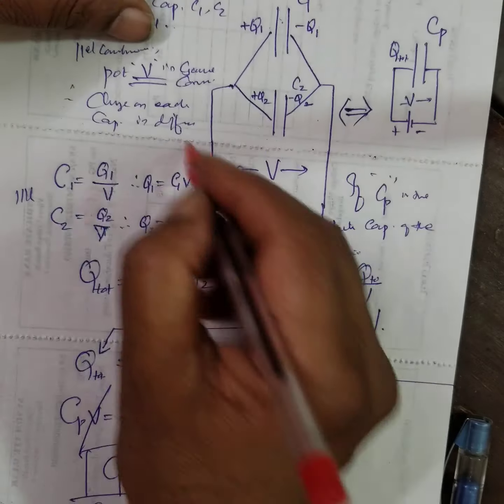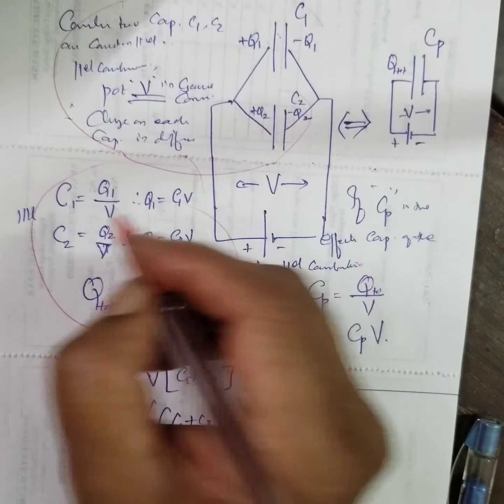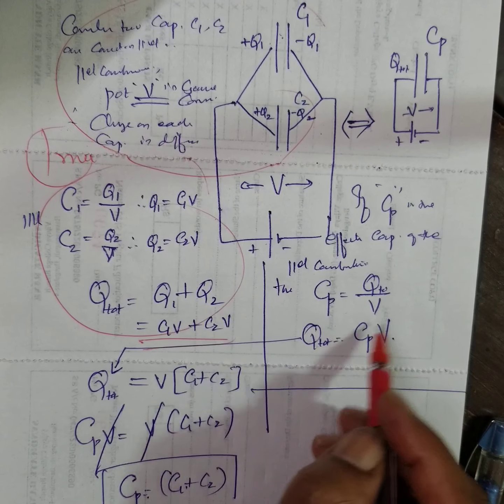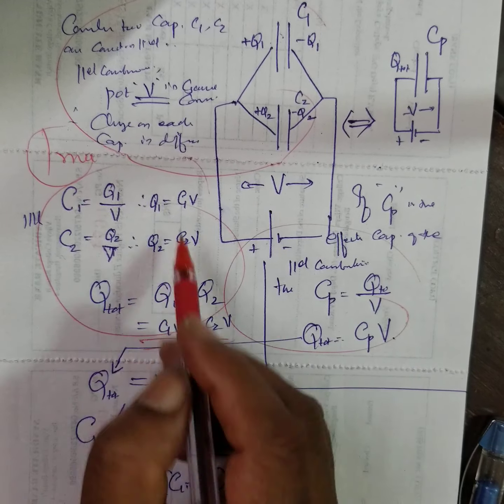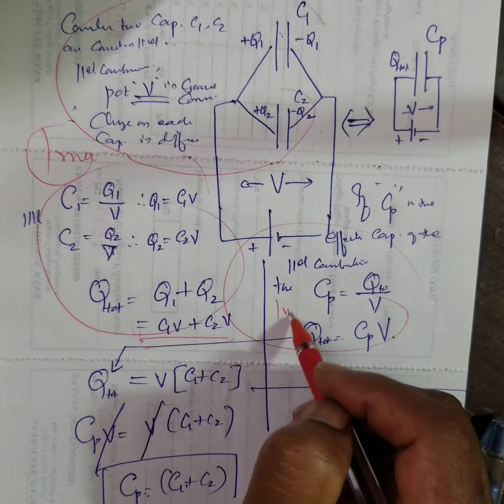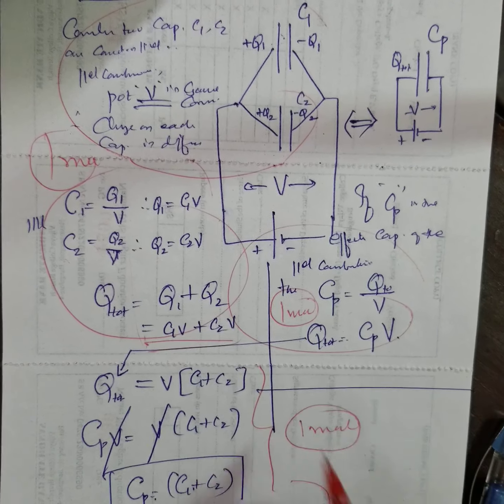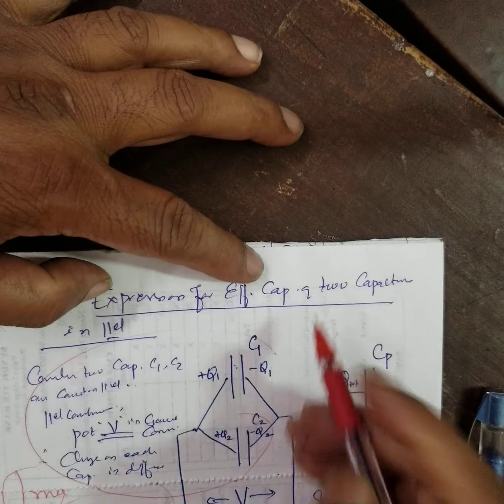Therefore, this is for 1 mark. The diagram and all the things is 1 mark. Writing up to this is 1 mark. The full derivation is 1 mark. The final result is 1 mark. This is a 3 mark question.